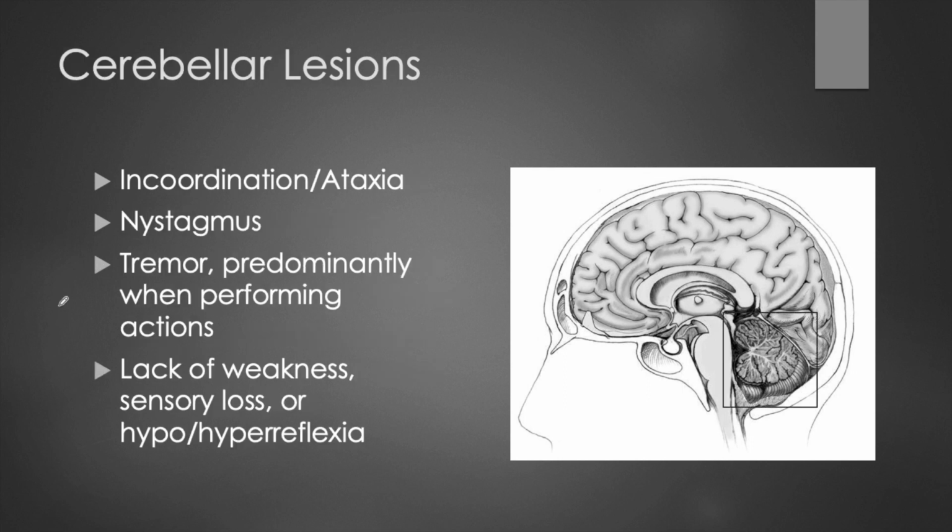The cerebellum is involved in motor coordination and precision, so lesions here produce a type of incoordination known as ataxia. Lateral lesions cause ipsilateral limb ataxia, and midline lesions produce truncal ataxia. There may also be involuntary rapid oscillations of the eyes, called nystagmus. Cerebellar lesions may produce a tremor during actions such as reaching or attempting to grab an object.